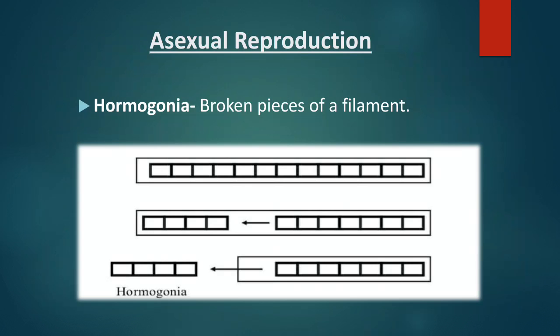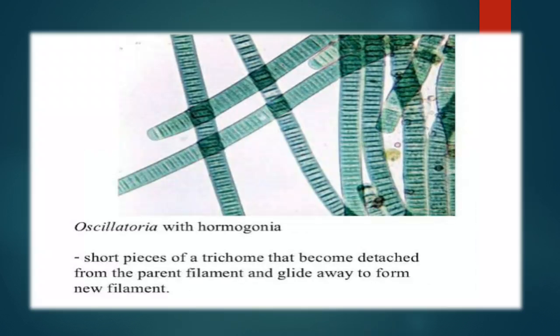Asexual reproduction, you can observe here in the diagram: hormogonia, a broken piece of a filament. Oscillatoria with hormogonia, you can observe here in the diagram. Short pieces of trichomes become detached from the parent filament and glide away to form a new filament.